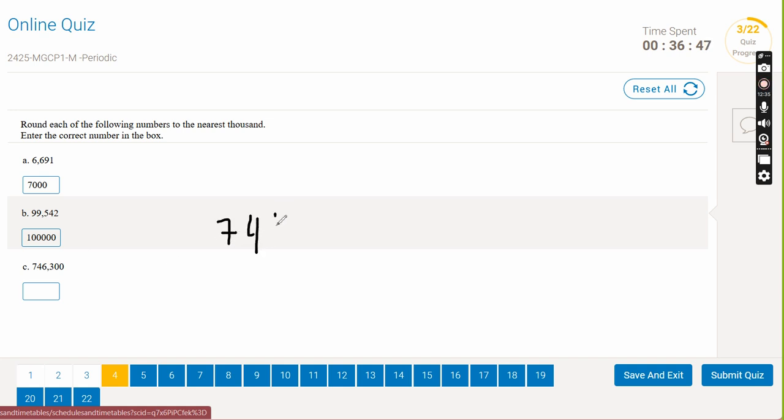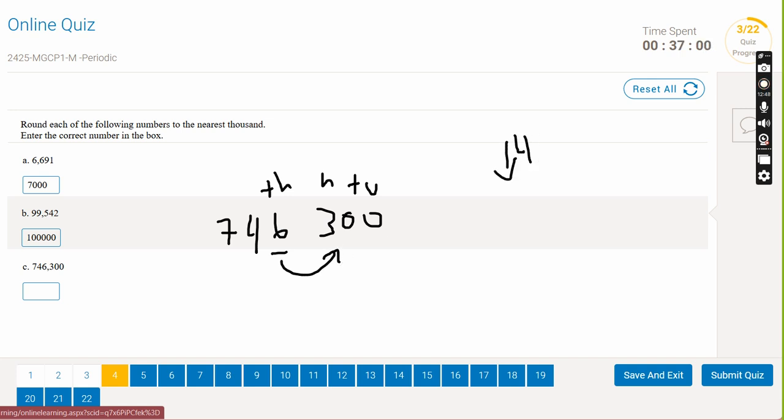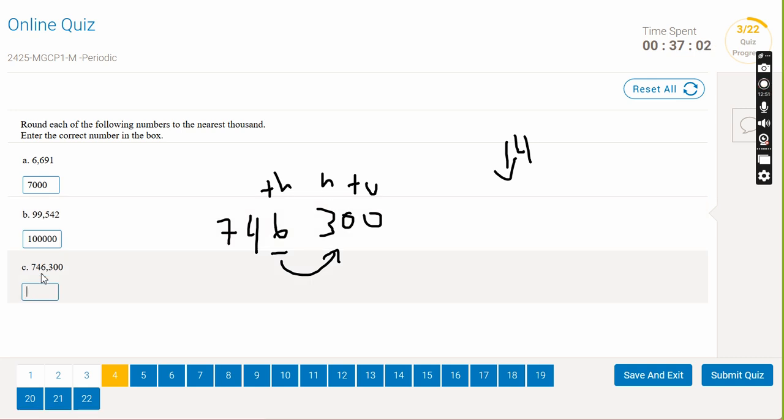Let's go to the next one. 7, 4, 6, 3, 0, 0. You're supposed to do the same thing. Go to the thousands, units, tens, hundreds, thousands. You look at the number beside it. It's 3. It's 4 or less than 4. So 7, 4, 6, and then 0, 0, 0.